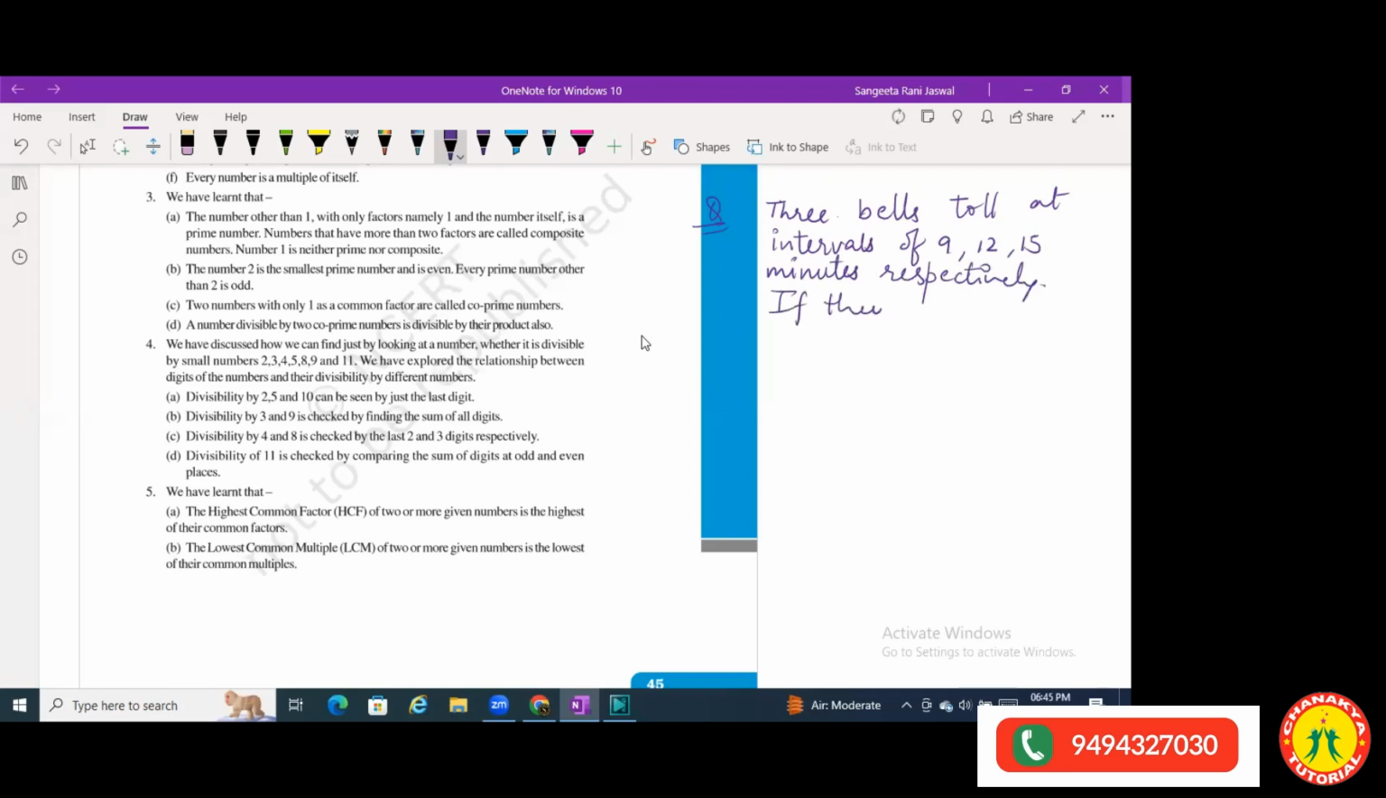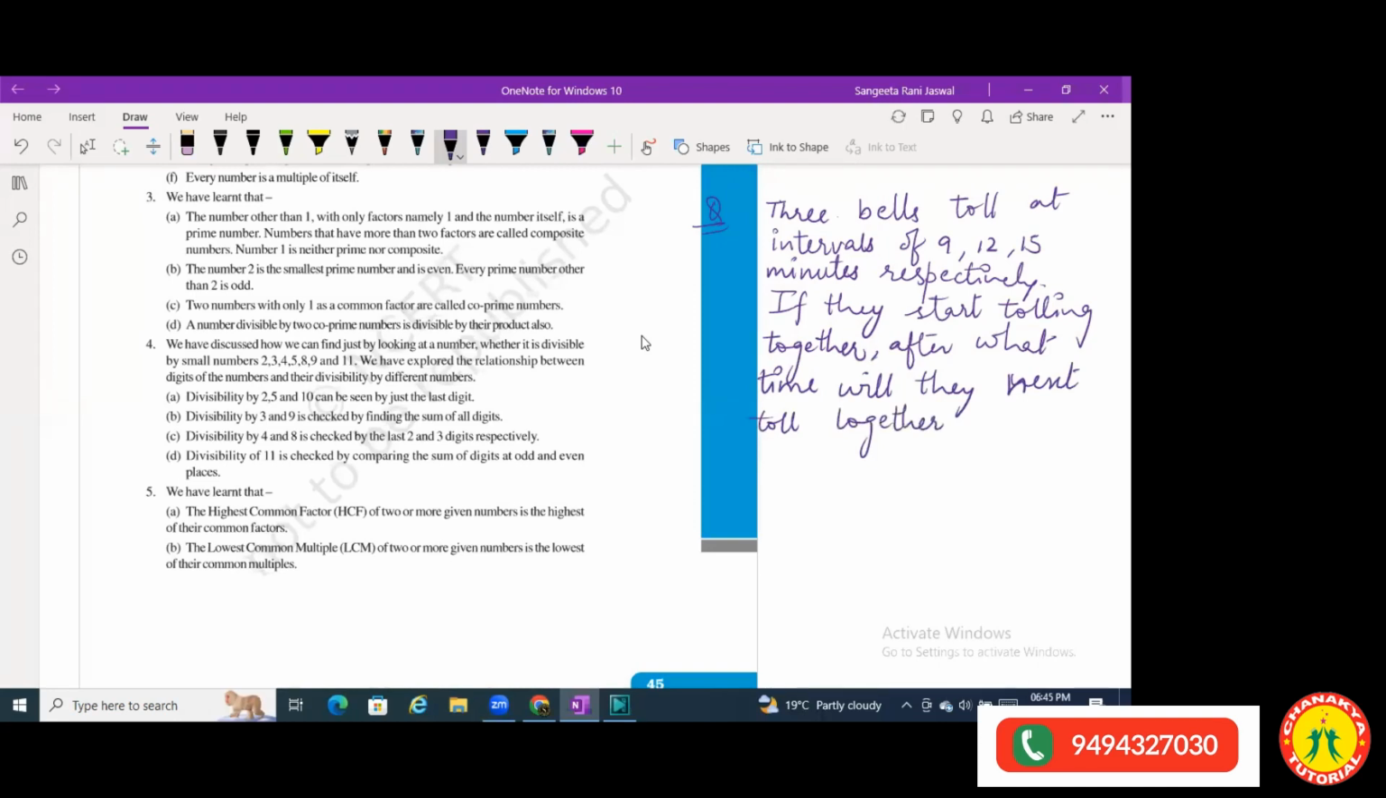You can please note down the question also. If they start tolling together, after what time will they next toll together? This is your question.